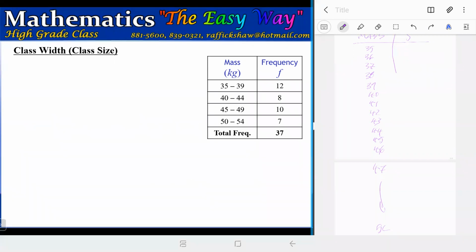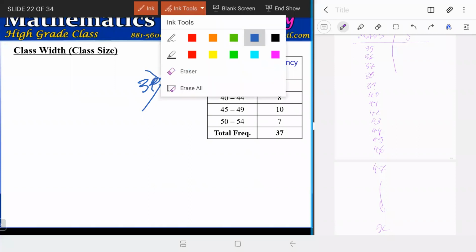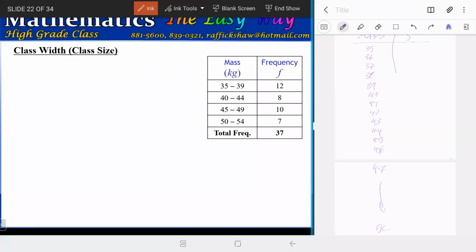Next thing is the class width, sometimes they call it class size. The width of the class interval, or the class size. How wide is the class? But a common mistake people make is to take, for example, this class and do 39 minus 35. Wrong. The width of the class is how wide the data that can go in that class is. Remember, this class can take values from 34.5 all the way up to less than 39.5. So the width of the class is how wide this is.